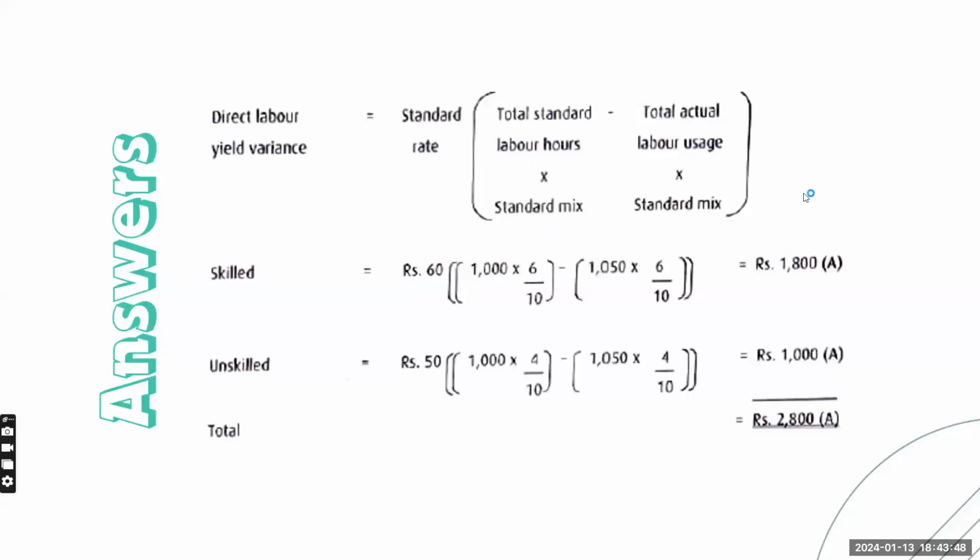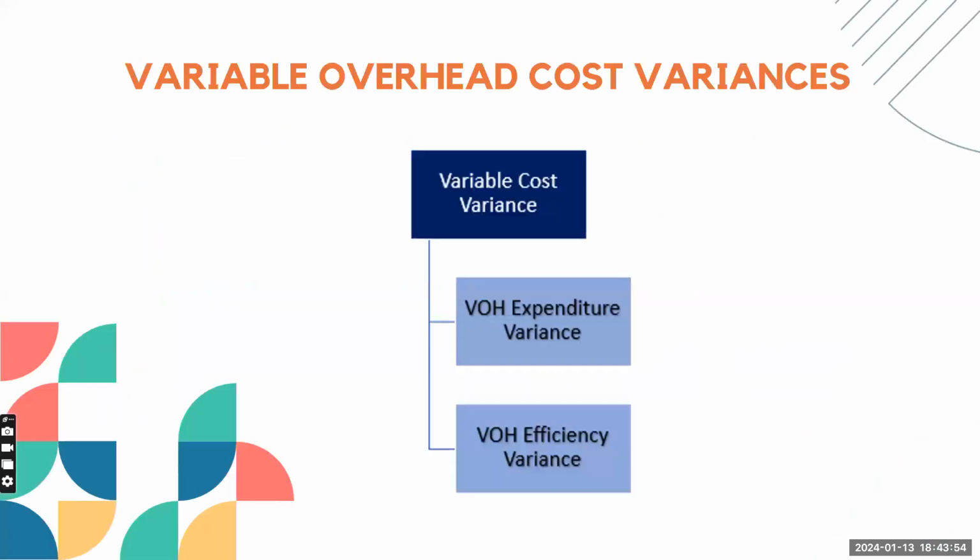All right. So now let's get on to the other part of the session. After considering this, now we are moving on to variable overheads. Now variable overhead cost. Here you can see we are talking about the expenditure and the efficiency variance.